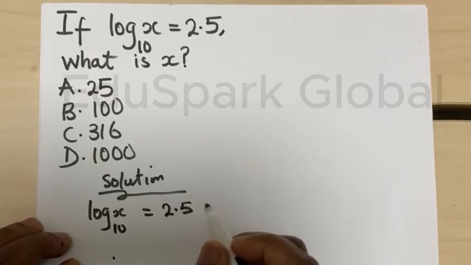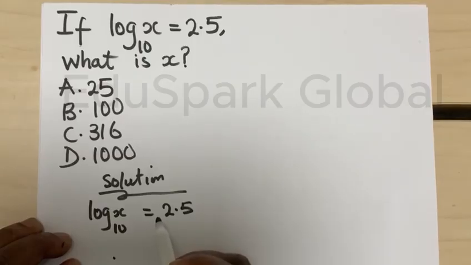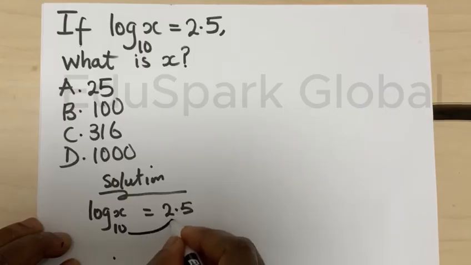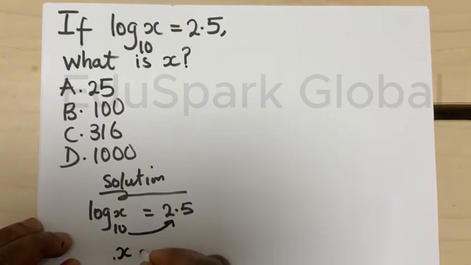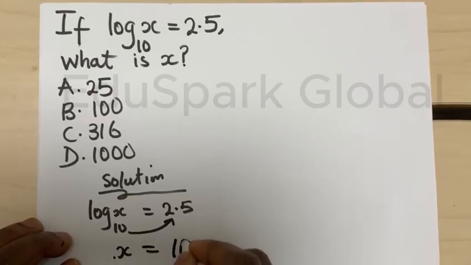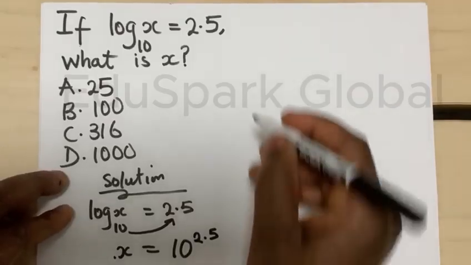Okay, so in this question, to solve it, we have to rewrite it in the form of exponential. This question is asking us what power do we raise 10 to for us to get x. So indirectly you have 10 raised to the power of 2.5. So if we raise 10 to the power of 2.5, we are going to have x equals 10 raised to the power of 2.5.